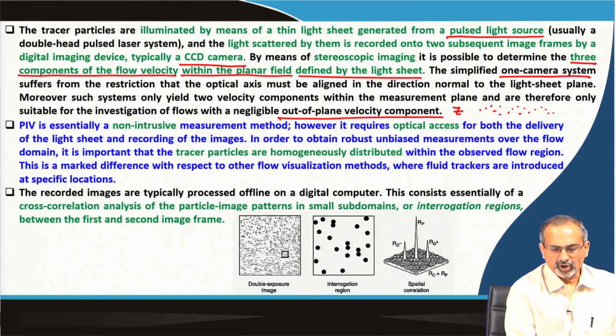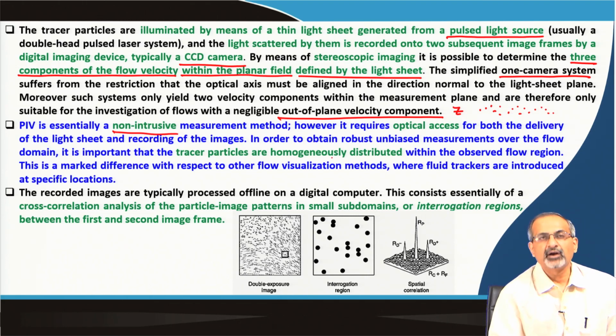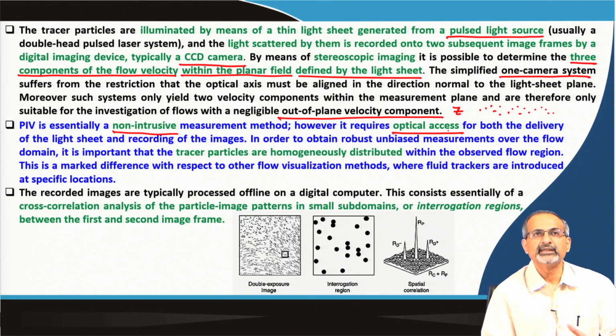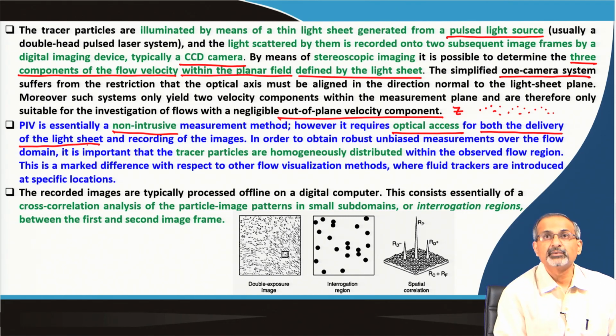PIV is essentially a non-intrusive measurement. However, it requires optical access. So, though you do not really need to put in a probe or an instrument for making the measurement, you still have to make the test section of the wind tunnel have optical access. You need it both for the delivery of the light sheet, to make sure that the light sheet actually reaches the region where the measurement is intended to be done, and also for recording of the images.